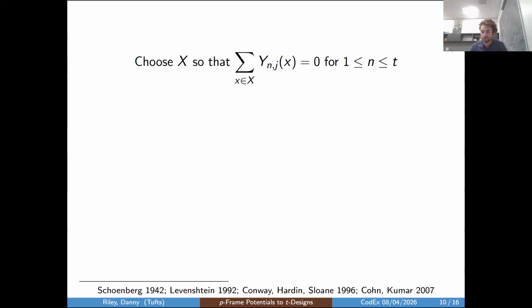If we want to choose our x such that this condition holds for all n between 1 and t, well, if these spherical harmonics are a basis for our continuous functions on the unit sphere, then this is equivalent to demanding that x exactly integrates our spherical harmonics for degree 1 through t. And because they're an orthonormal basis with respect to the uniform measure for continuous functions on the unit sphere, that's the same as saying x exactly integrates polynomials up to degree t. In other words, it's quadrature for a certain strength, and that strength is whatever my value of t is.